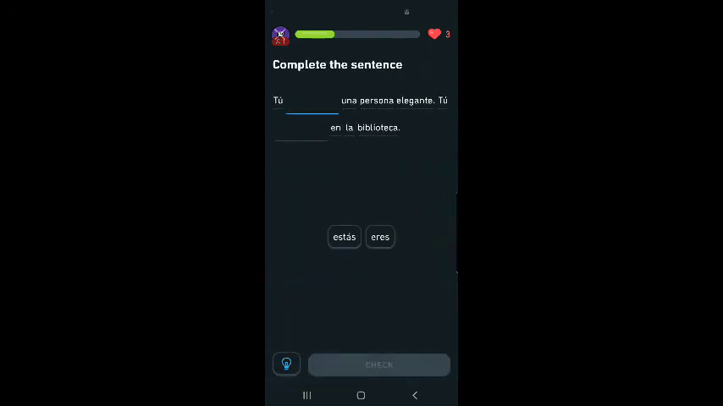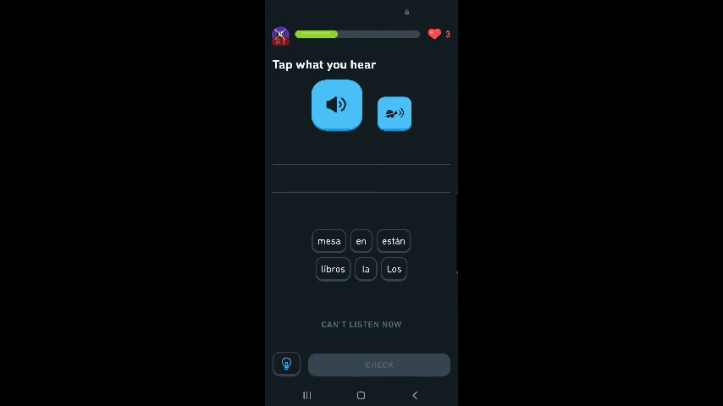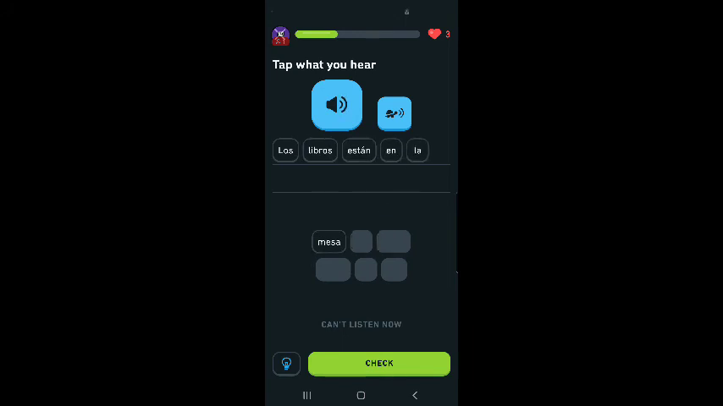Tú eres una persona elegante. Tú estás en la biblioteca. Yay, I did it. Los libros están en la mesa. The books are on the table.